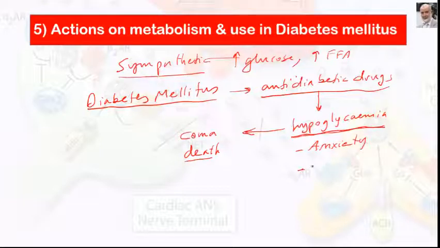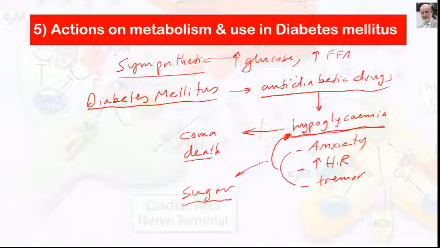Producing anxiety, the person will feel anxiety, increased heart rate, and tremor. These are the signs of hypoglycemia. In this case, the patient will know that he is entering hypoglycemia. So what he will do, he will take sugar in order to compensate for the low blood sugar. So this is very common with anti-diabetic drugs. They produce hypoglycemia.